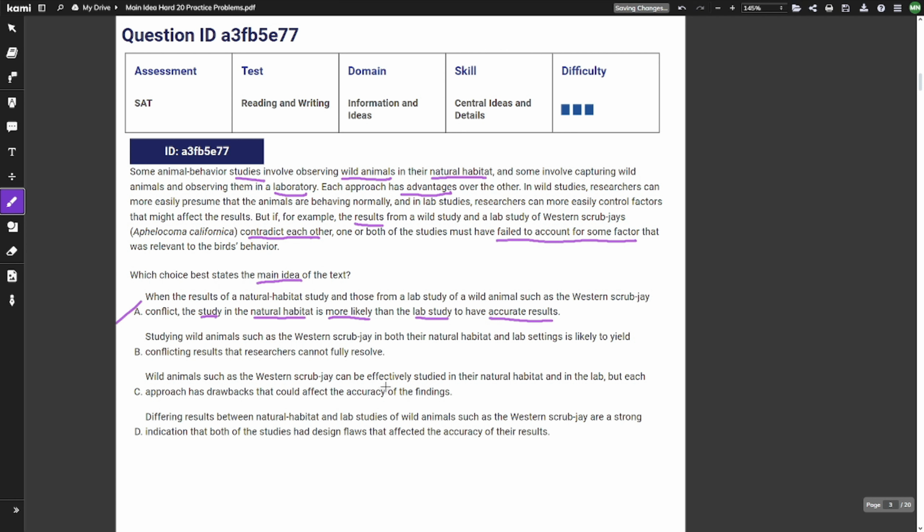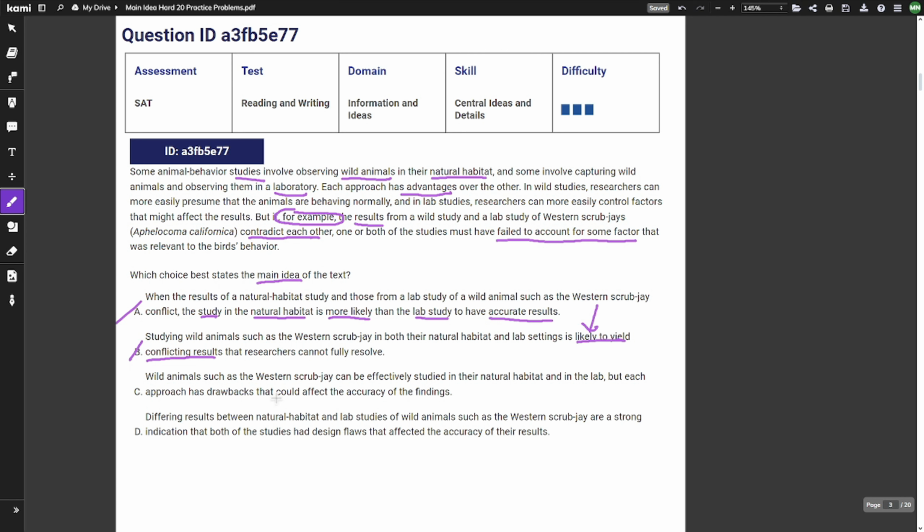Let's look at B. Here it says that it's likely to yield conflicting results. Now, in the text, it does say that it could potentially have contradicting results, but it only introduces it as a hypothetical. It says, this potentially could happen. It doesn't say that it's always going to happen. So right here, the word likely makes this answer choice wrong.